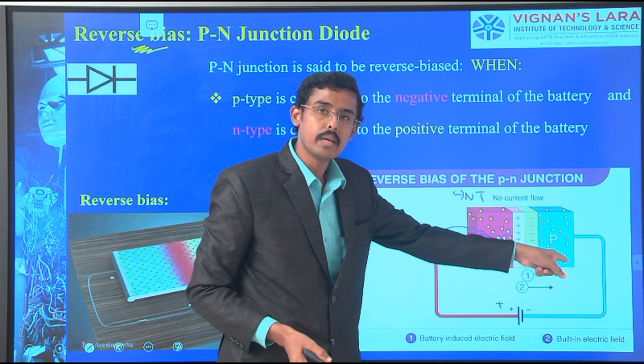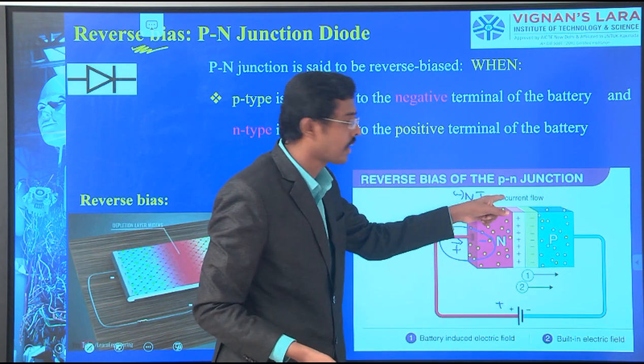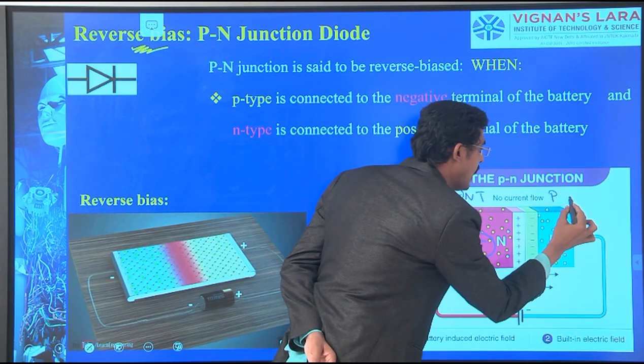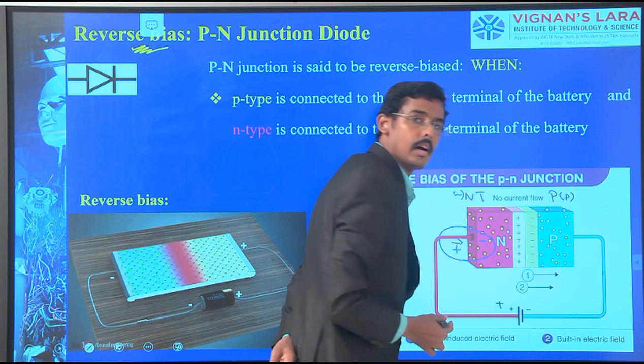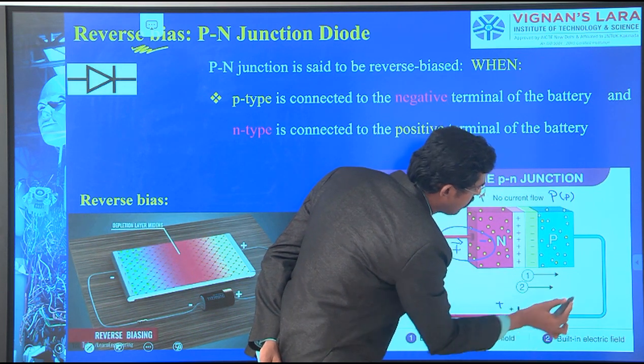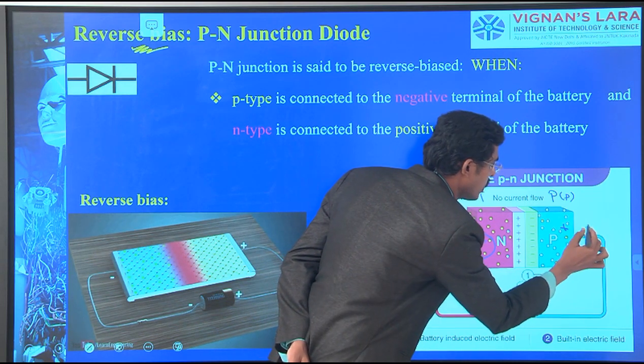On the p-type, this is the depletion zone, we know. There is no current flow. In the p-type, which contains the positive charges, in the reverse format I am sending the negative here. You see, negative I am sending. What happens? This positive and negative attract.